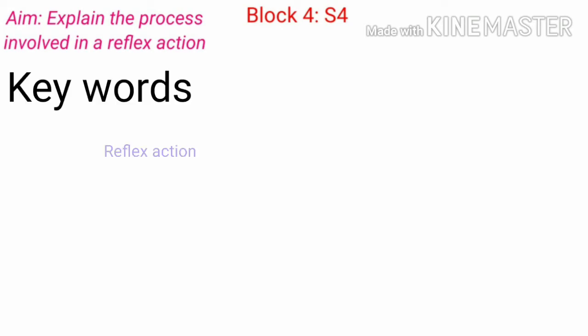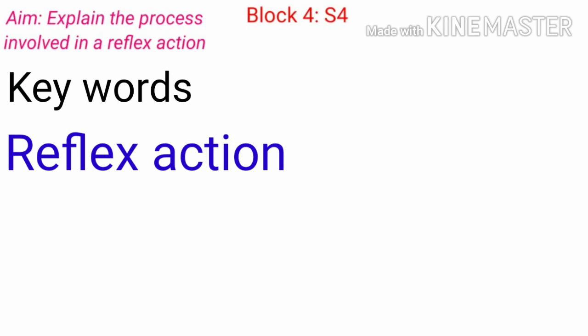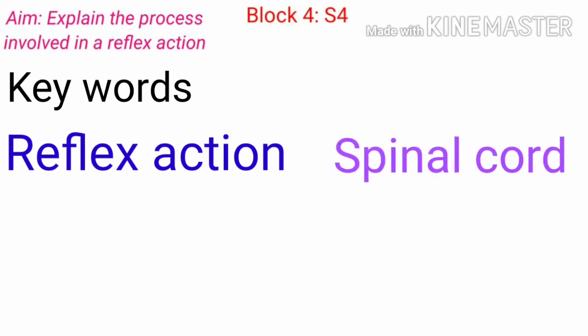Today's aim is to explain the process involved in a reflex action. Let us learn some key words. The first word, reflex action. REFLEX, reflex. ACTION, action, reflex action. Next word, spinal cord. SPINAL, spinal. CORD, cord, spinal cord.